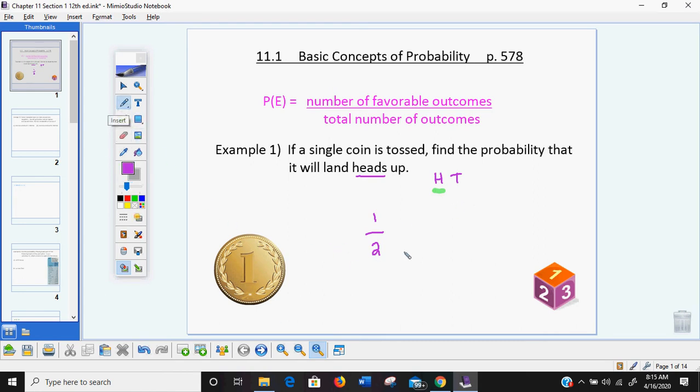They sometimes write it as a decimal. So they may write it as 0.5 or they may write it as 0.50. Either way. Or they may write it as a percent, which means you move the decimal twice to the right and you get 50%. There's 3 ways to do that. Let's look at another example of probability.